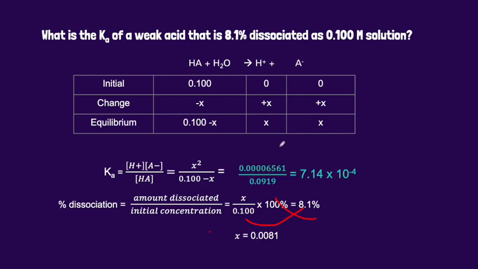And when I substitute the 0.0081 at both of these places, I take a square root of this x and I get this number. When I subtract 0.0081 from 0.100, I get this number, and I divide it, and this is my Ka value.